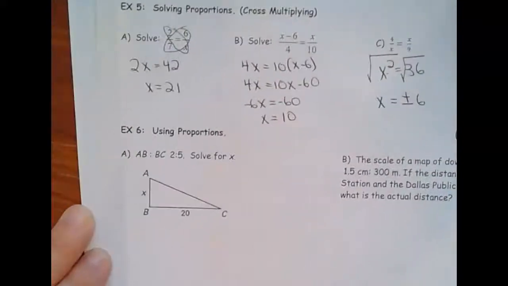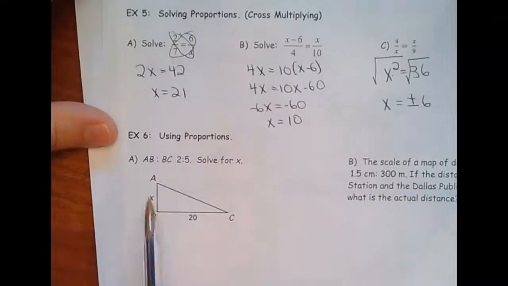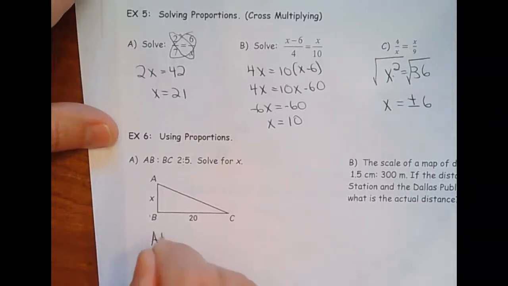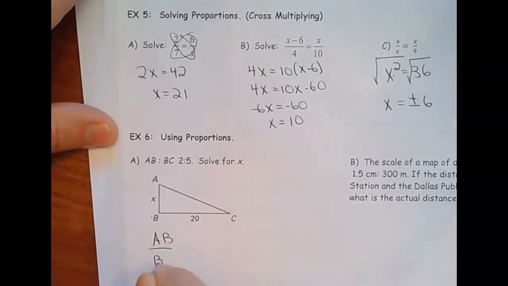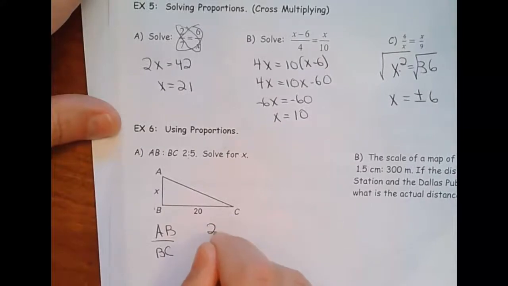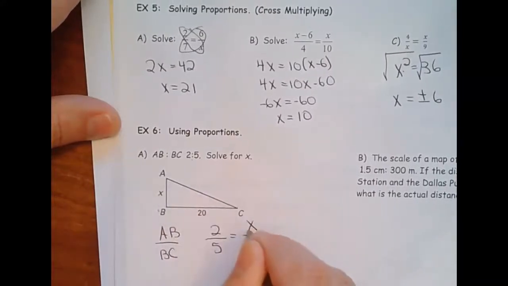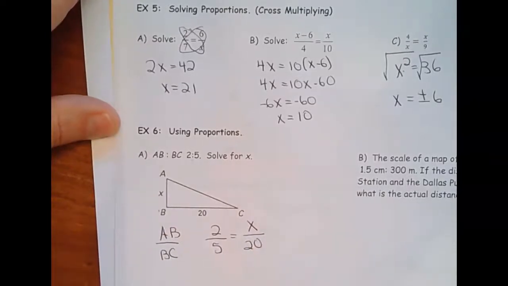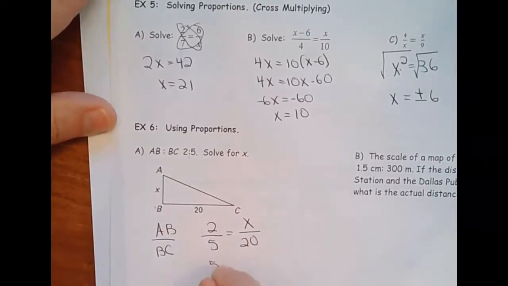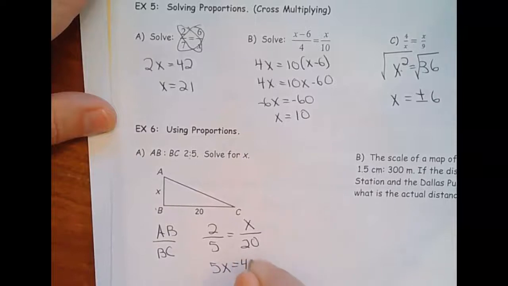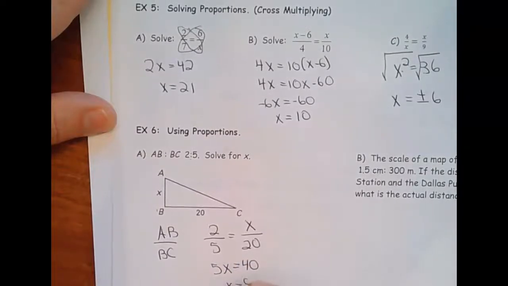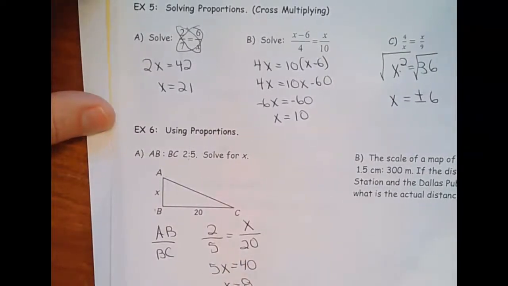Okay, looking at the last one, it says the ratio of AB to BC is 2 to 5. Again, I'm going to put AB over BC. We've got 2 over 5. We've got AB is x and BC is 20. So we can go and cross multiply. And we end up with x is 8, and that's all they were asking us to find.